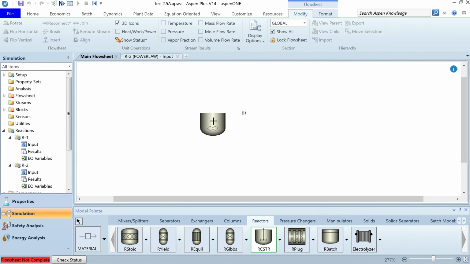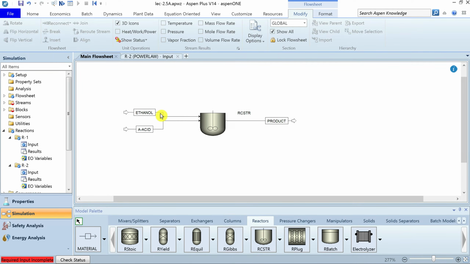Choose RCSTR, attach a material stream for ethanol, attach another material stream for acetic acid and a product stream. Rename the streams as ethanol, acetic acid and product. Rename the block as RCSTR.